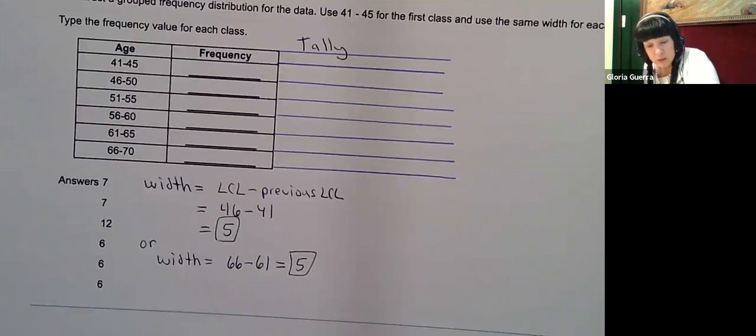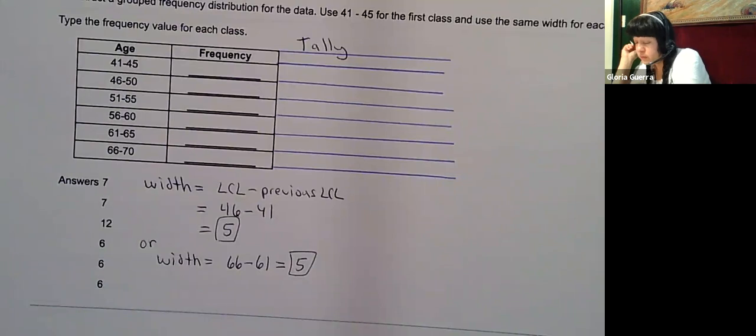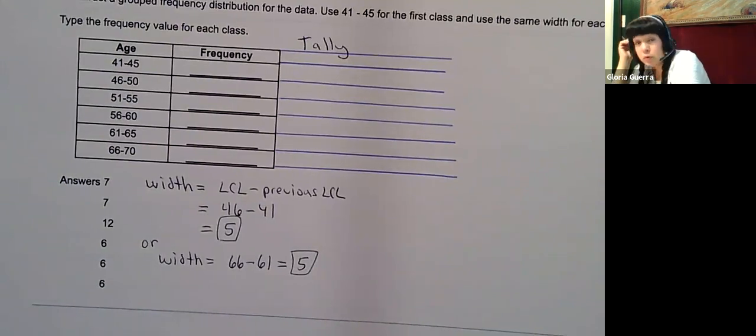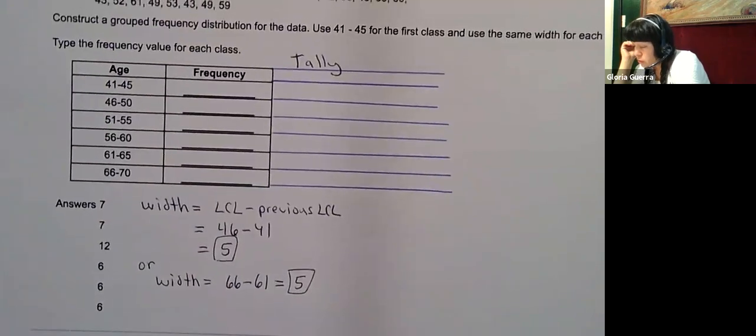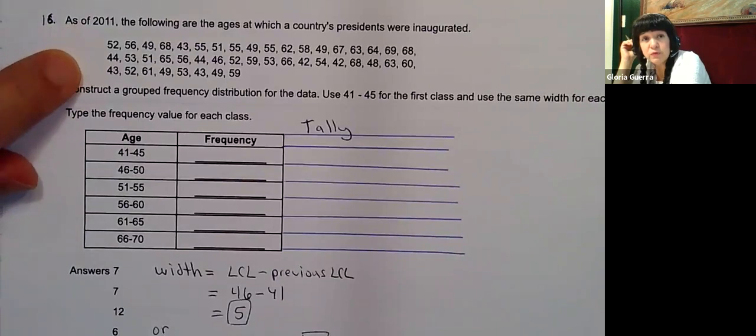Let's see. Well, actually, no, we'll be okay here. If we were doing a stem and leaf plot, I would first put the data in order. That will be coming up in the next problem. But for this one, I will do a tally instead of just going straight to the frequency, and I'll start with the first data value, which is 52.